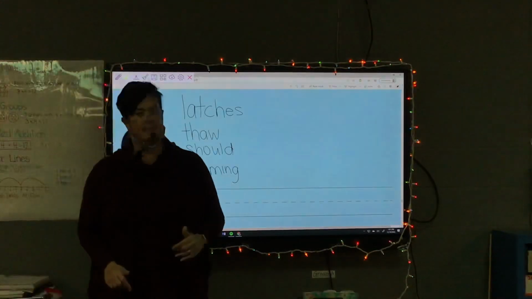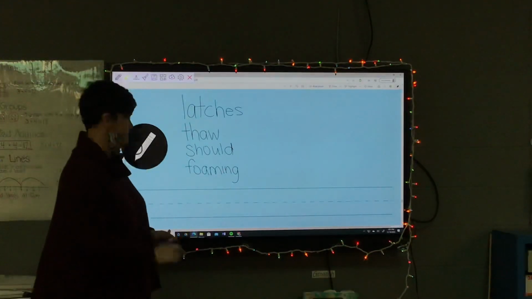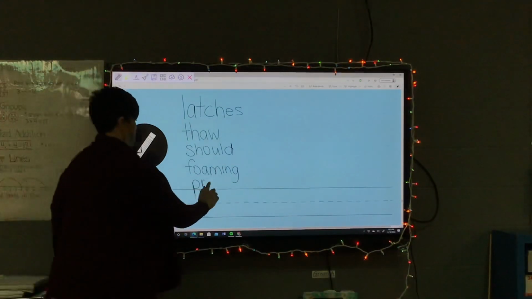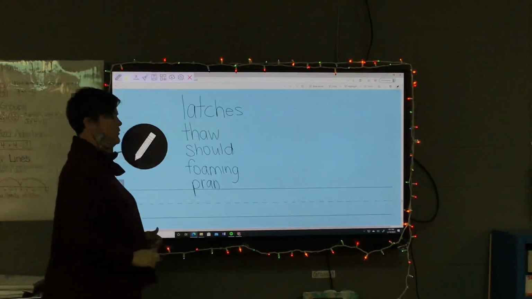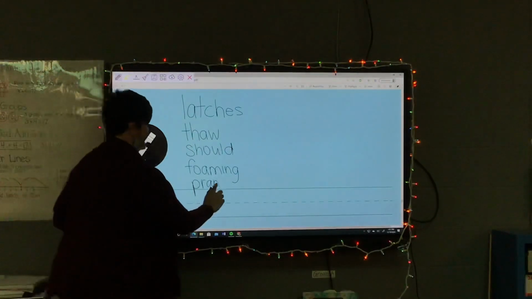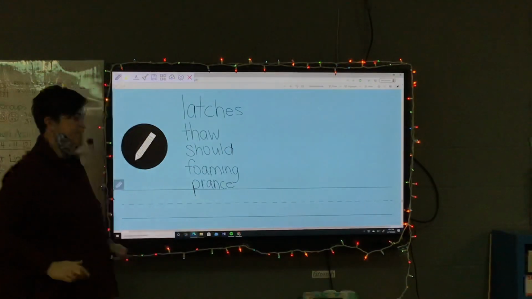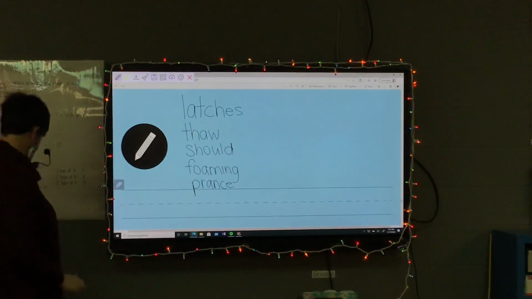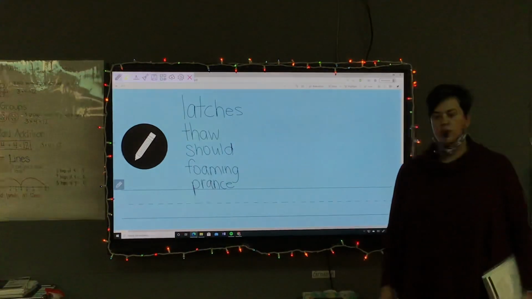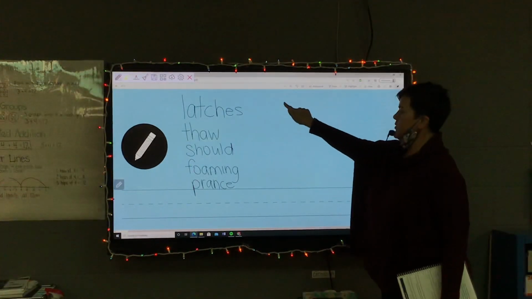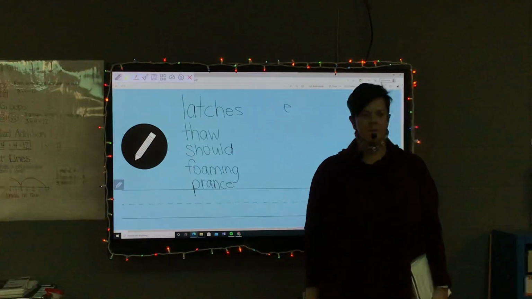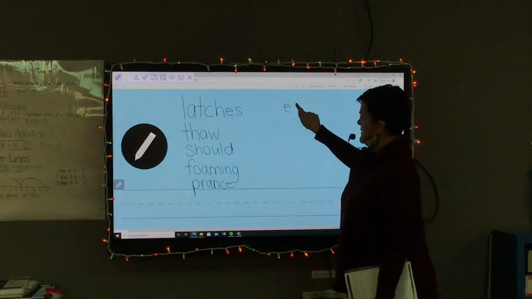word prance. So pr, A, N. What about the S? It is C-E. Okay. Our next word was edge. Edge. So it's a short E, right? What's saying J at the end of that word? D-G-E.